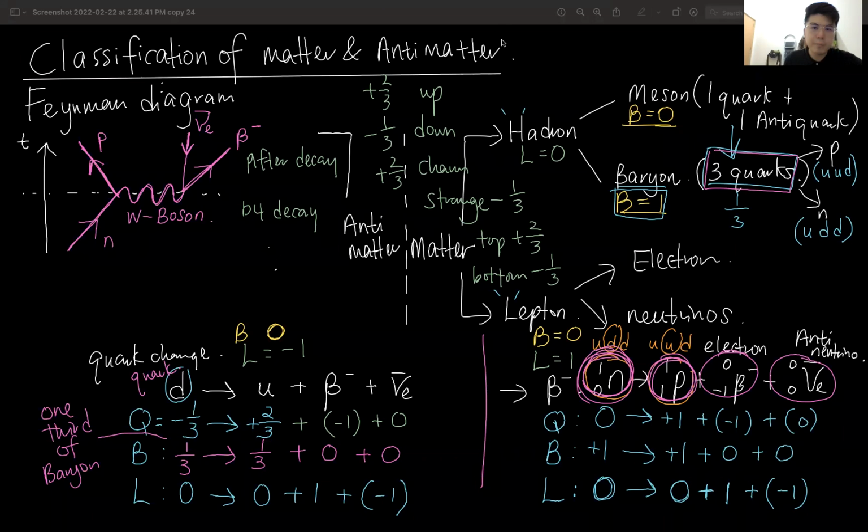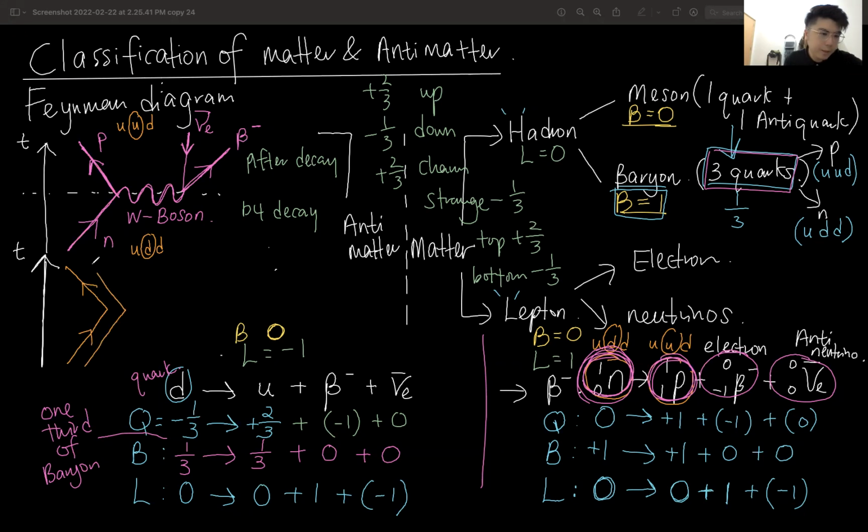Now, another type of Feynman diagram. Everything else is the same, but sometimes they want to draw it like this, with time, and then they show the quarks. This neutron is UDD, and this proton is UUD. What is the quark change? The quark change is D to U. That means I can show the quarks here, one line, two lines, another line, like this. This I'm going to write as UDD.